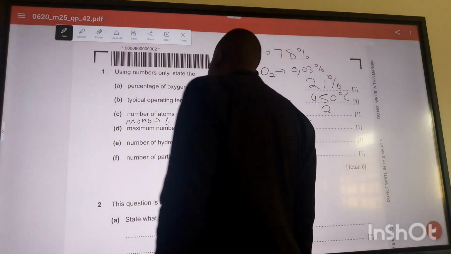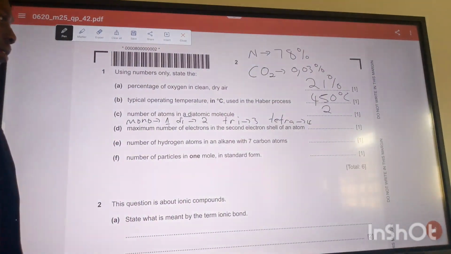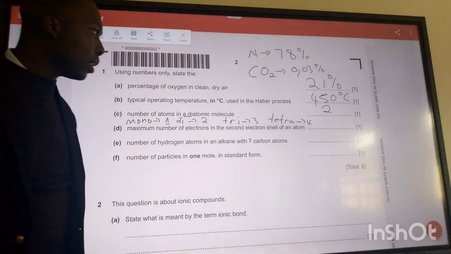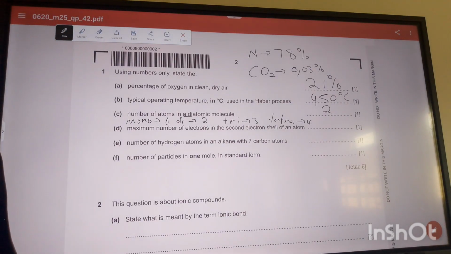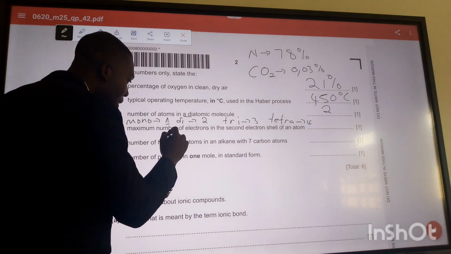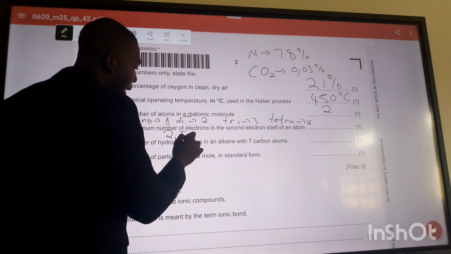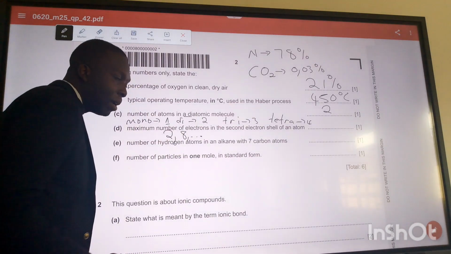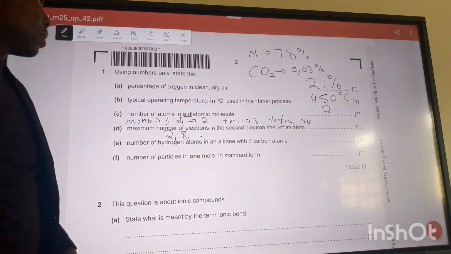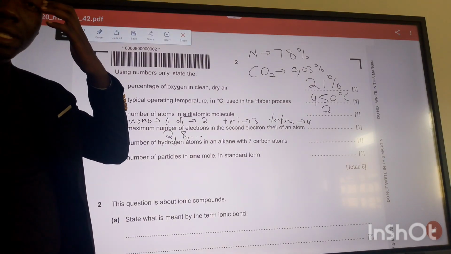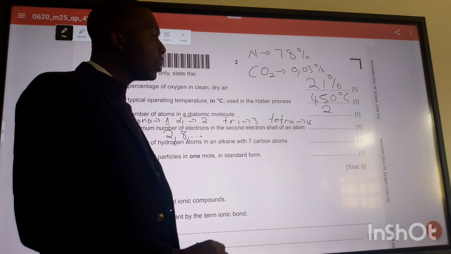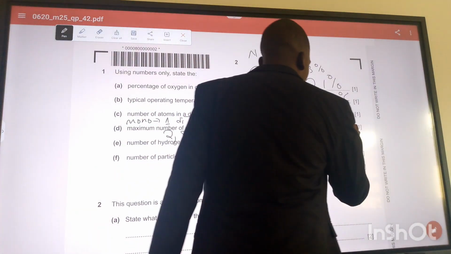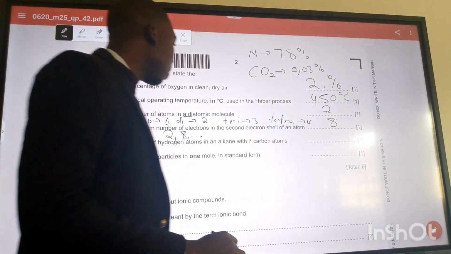Then part D, what is the maximum number of electrons in the second electron shell? So the maximum number of electrons in the first shell, it is 2. The second and the subsequent shells, the maximum number of electrons is 8. So the maximum number of electrons in the second electron shell of an atom is 8. So this is the maximum number of electrons.